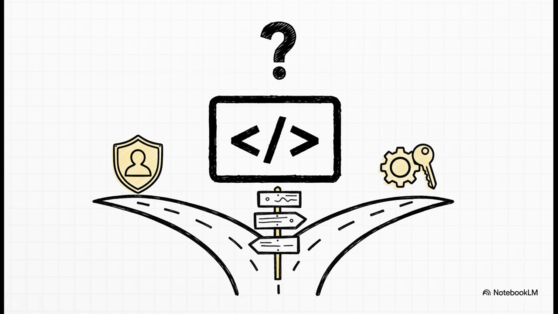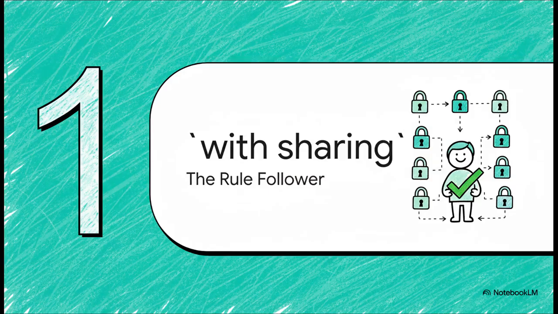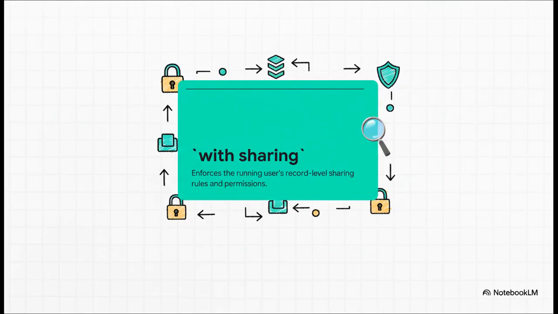Well, that is the exact problem these Apex sharing keywords were built to solve. They let you explicitly tell your code how to behave. Okay, so first up is with sharing. The best way to think about this one is like the by-the-book officer. It's diligent, it's totally predictable, and it follows the rules to the letter. No exceptions, no workarounds. So what does that really mean?